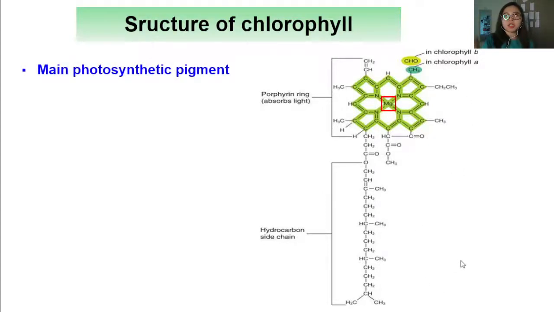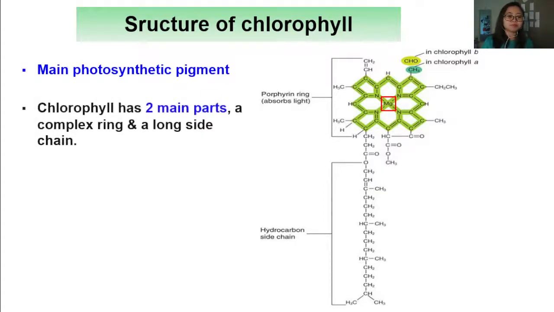In the older syllabus, you had to memorize and also understand the structure of the chlorophyll. It's no longer in your syllabus, but I'm teaching it to you anyway, which is why we have this slide. Okay, so the chlorophyll is a main photosynthetic pigment. Dia adalah antara pigment utama yang kita boleh jumpa dalam tumbuh-tumbuhan yang melakukan photosynthesis.